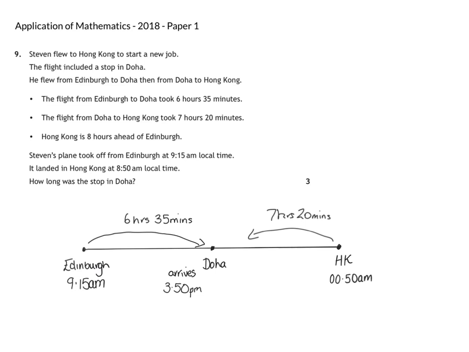So we get 5:30 p.m. So that's the total time. So if they arrive at 3:50 and leave at 5:30, then it is 1 hour 40 minutes stopped in Doha.